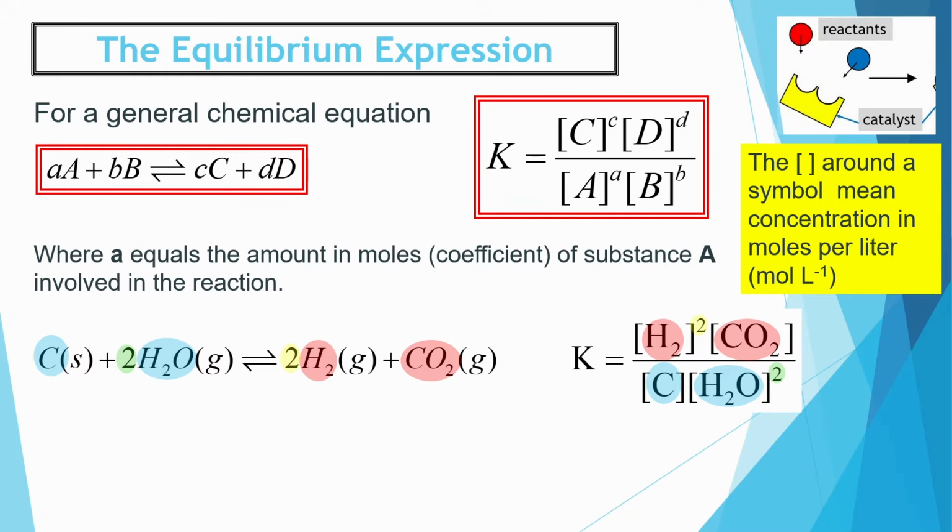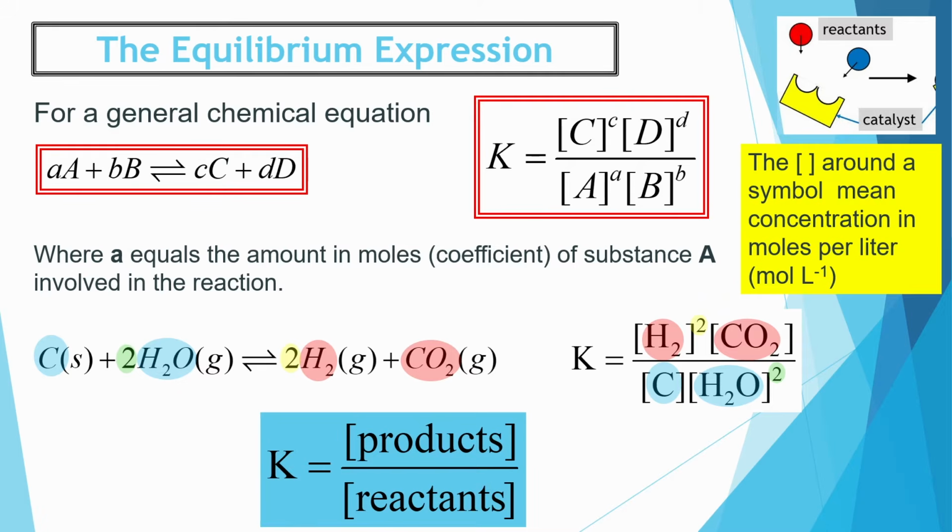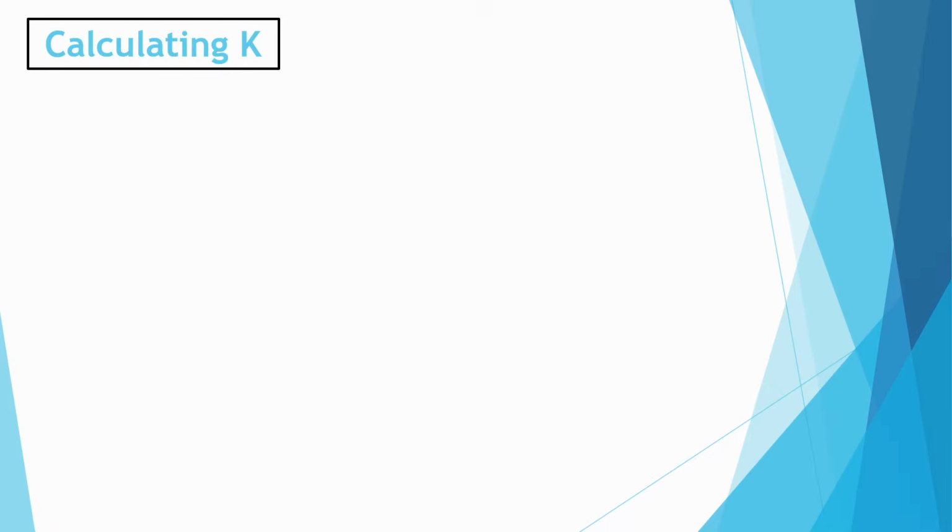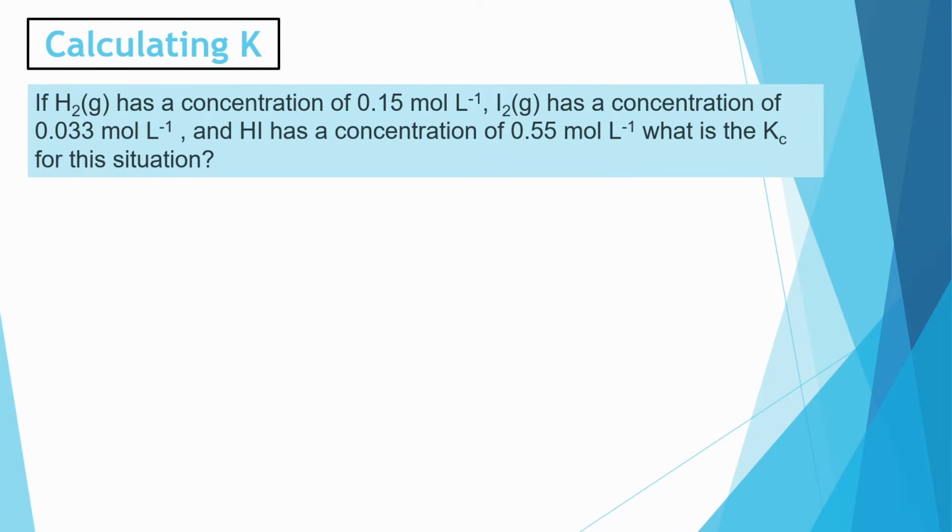Interestingly, the square brackets actually mean something in chemistry. They mean it's the concentration in moles per litre of that substance. So what we've essentially done here is we've written the term by putting the products in square brackets over the reactants in square brackets. That's the equilibrium expression. Right, so once we've done the equilibrium expression, we can calculate K.